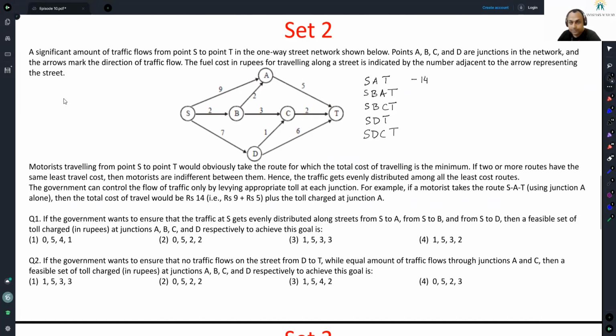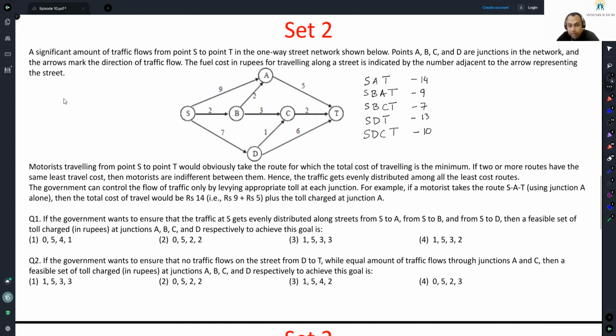So SAT is 14, SBAT is 9, SBCT is 7. SBCT looks like the best route as of now. SDT has 13 and SDCT has 10. Okay, these are the fuel costs along these routes known already.